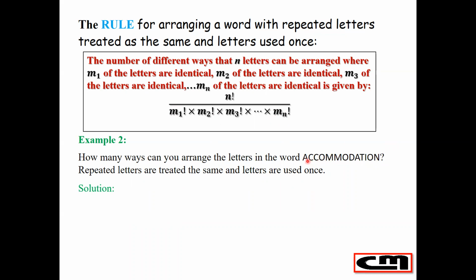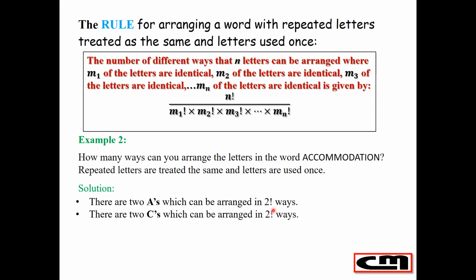So in this case, we have the A repeating, the C repeating, the O repeating, the M repeating. I think I've said all those letters that are repeating. So as such, we pick the first. Let us check the number of A's. There are 2. So 2 A's can be arranged in 2 factorial ways, right? Then we go to the next. 2 C's. They can also be arranged in 2 factorial ways. Then we go to 3 O's, which can be arranged in 3 factorial ways.